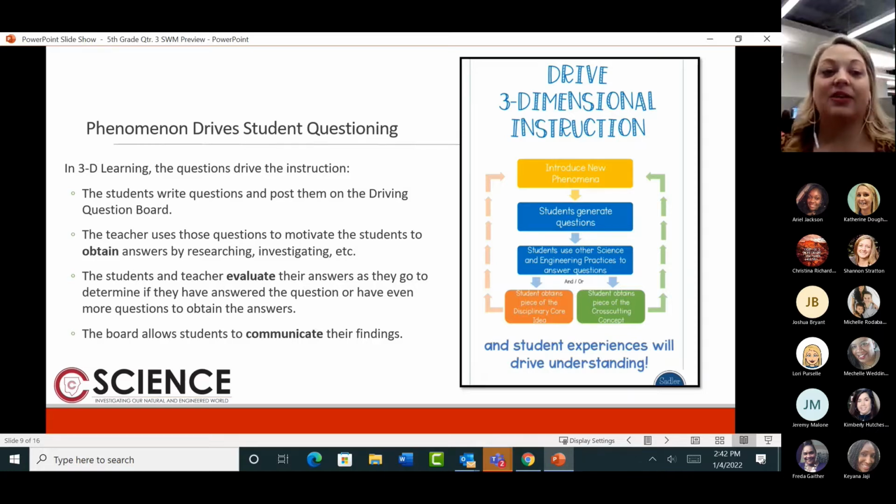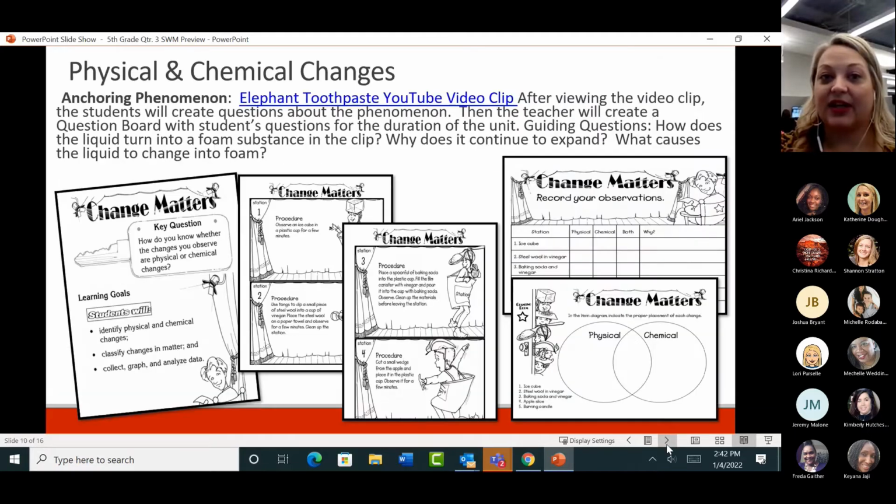So they obtain their answers by doing all the activities, and then you evaluate their answers as they go to determine if they answered the question or if they have more questions to get answers to. And then we're going to communicate their findings.